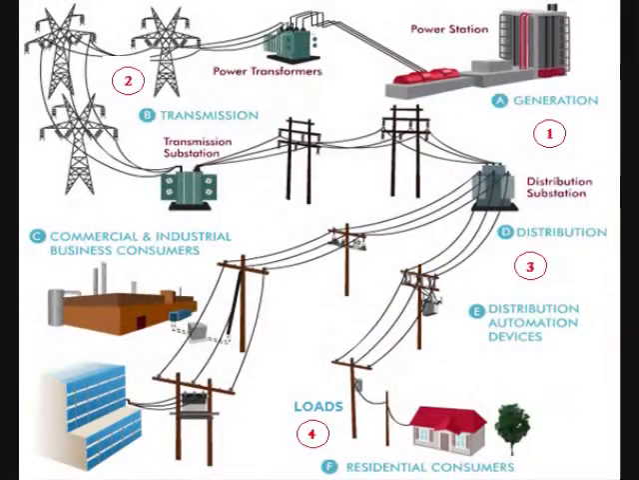Modern power system. The modern power system of today is a complex interconnected network as shown in the figure. A power system can be subdivided into four major parts. First is generation, second transmission and subtransmission, third distribution, and fourth loads.